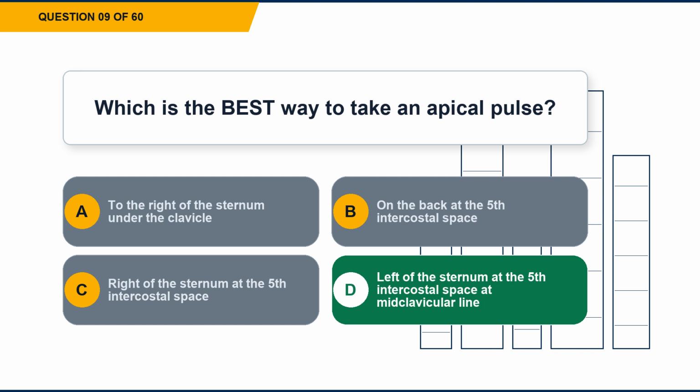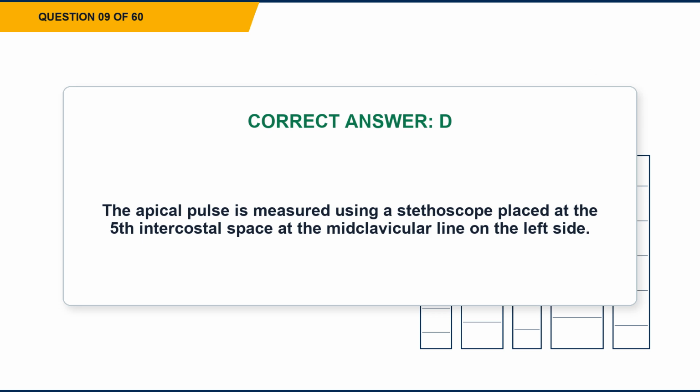The correct answer is option D, left of the sternum at the 5th intercostal space at mid-clavicular line. Explanation: the apical pulse is measured using a stethoscope placed at the 5th intercostal space at the mid-clavicular line on the left side.